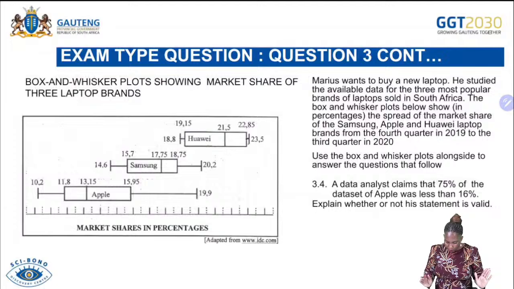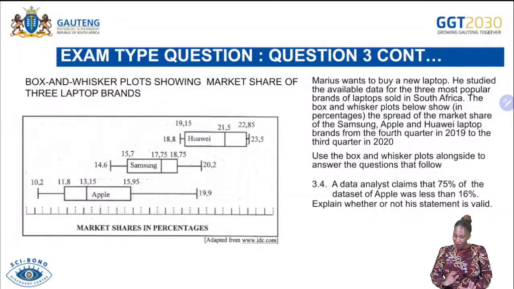Boys and girls, I think I have tried my level best. Let's close with this one and then we are done, because now I can't finish all the slides. Our time was up a long time ago, but I just wanted to show you how to answer the questions in the exam based on the box and whisker. So it says a data analyst claims that 75% of the data set of Apple was less than 16%. Explain whether or not his statement is valid.